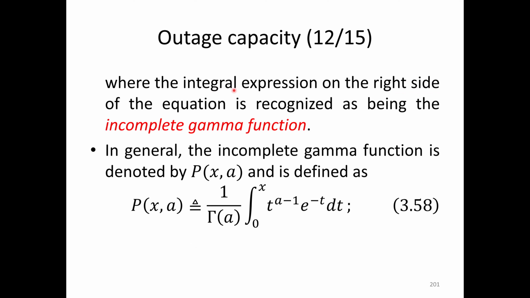Where the integral expression on the right side of the equation is recognized as being the incomplete gamma function. In general, the incomplete gamma function is denoted by P of x, a and is defined as 1 over gamma of a times the integration from 0 to x of t to the power of a minus 1 times exponential minus t dt.